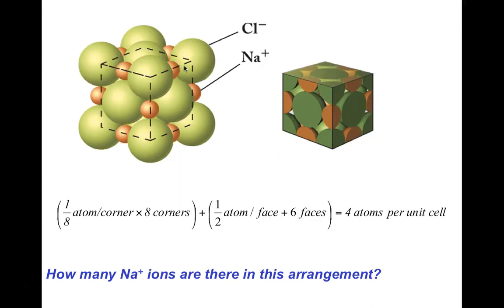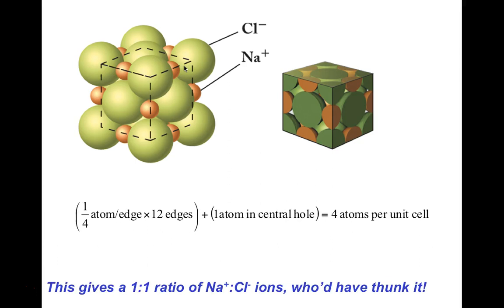So, we know that we've got 4 chlorides, so then how many sodium atoms are there? Well, there are a total of 4 octahedral holes per face-centered cubic unit cell, so there are also going to be 4 sodium ions. So the rock salt structure gives a 1-to-1 ratio of sodium ions to chloride ions.